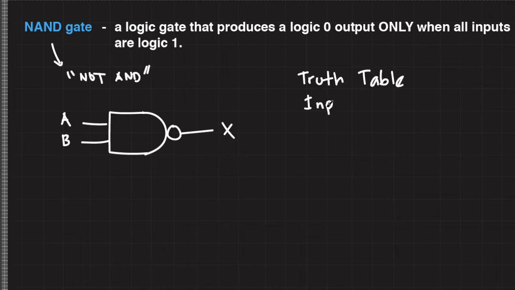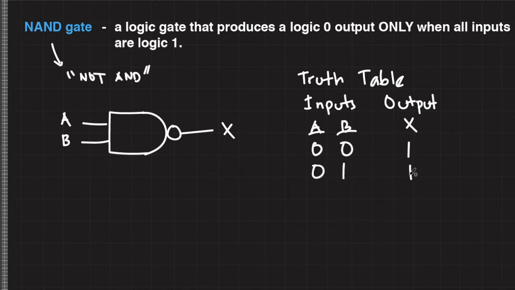So let's write down its truth table. Its inputs are A and B, and its output is X. If both A and B are logic 0, then based on the definition above, the output would be 1. If A is logic 0 while B is logic 1, the output is still 1. If A is logic 1 and B is logic 0, the output is still 1. And when both inputs are logic 1, that's the only time the output would be logic 0. Now, the operation of the NAND gate can be represented by the equation X is equal to (A and B) NOT.